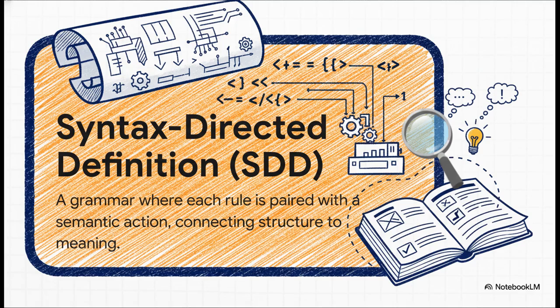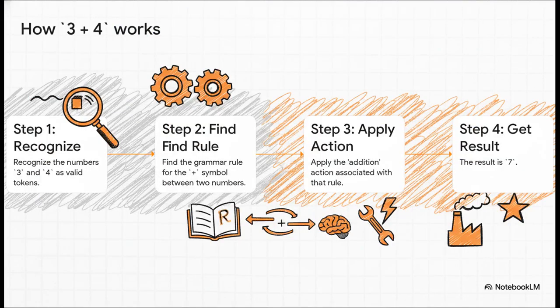It takes our grammar, our blueprint, and for each and every rule, it attaches a specific semantic action, which is just a fancy way of saying an instruction. It's the instruction manual that comes with the blueprint. So let's see how this actually works. For the grammar rule that recognizes a pattern like number plus number, the SDD attaches a super simple action: perform addition. So when the computer sees that structure in the code, it looks up the matching rule in its blueprint, and then it just executes the action that's attached. The structure directly tells it what to do.